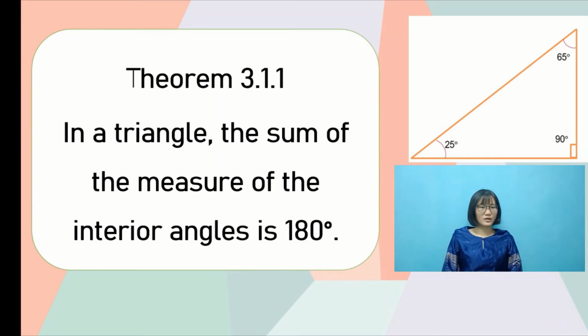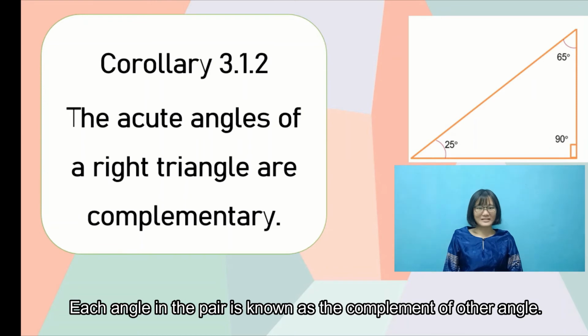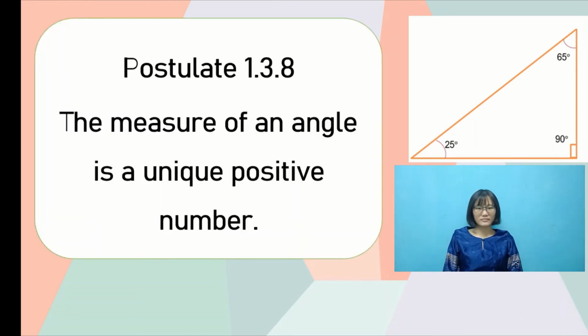The sum of the measures of the interior angles is 180 degrees. This applies to theorem 3.1.1, which states that in a triangle, the sum of the measures of the interior angles is 180 degrees. When we add up the acute angles, this applies to corollary 3.1.2, which states that the acute angles of a right triangle are complementary. Each angle in the pair is known as the complement of the other angle. We can also see that the measure of an angle is a unique positive number, postulate 1.3.8.